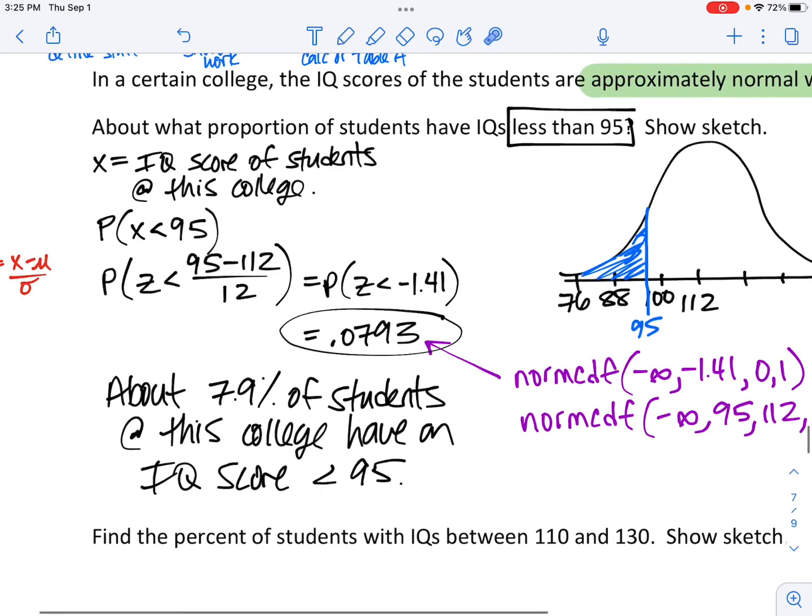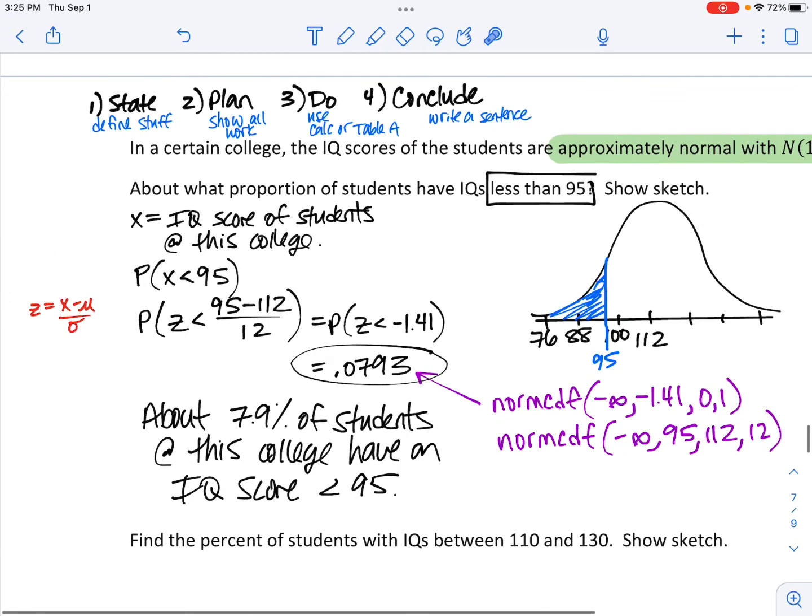It's literally like copy paste. You're basically just recopying the question with this answer. If you left it as a decimal, that would be okay too. You would just say about 0.0793 of the students at this college. That would be fine. Anyway, so make sure for full credit you have stated stuff. That means define X and restate symbolically.